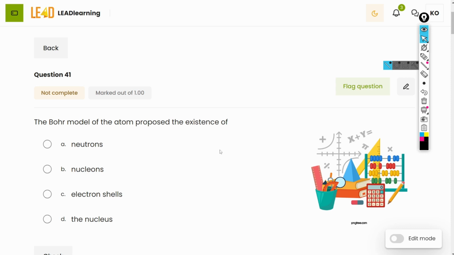Question 41. The Bohr model of the atom proposed the existence of... Now, Niels Bohr, in his model of the atom, seeks to really explain Rutherford's model of the atom. The model simply explains how the electrons actually move in the shells. So Bohr's model of the atom proposed the existence of electron shells. Option C.